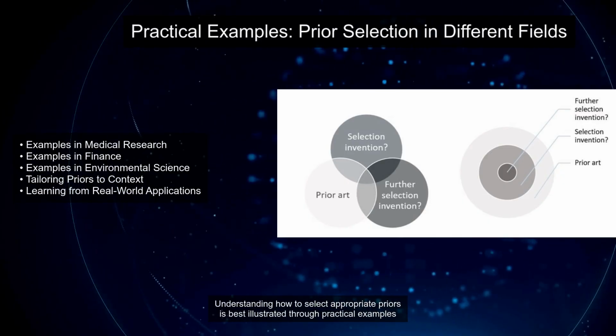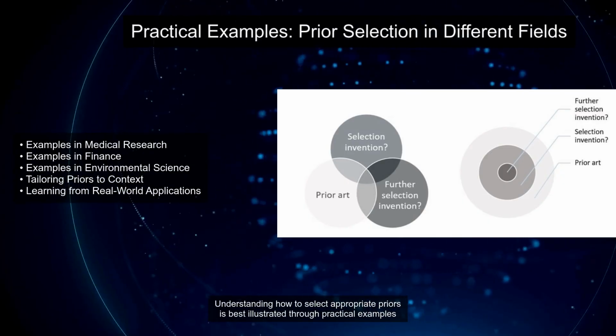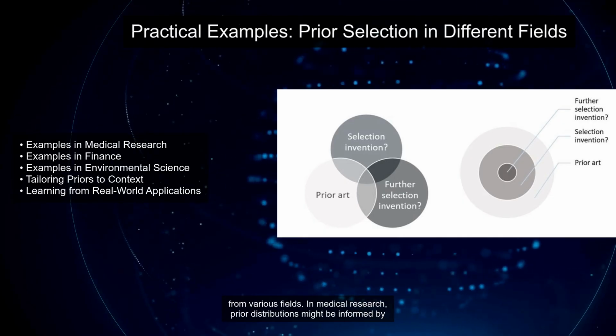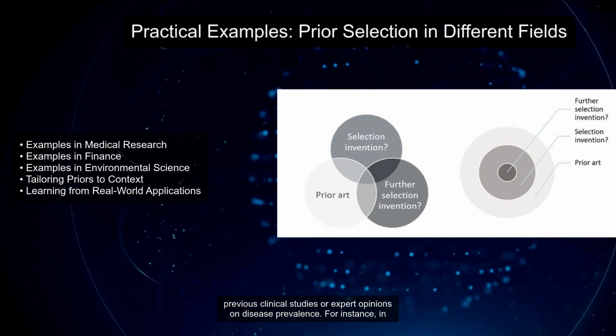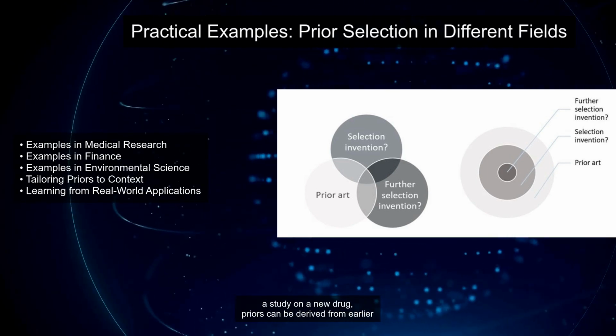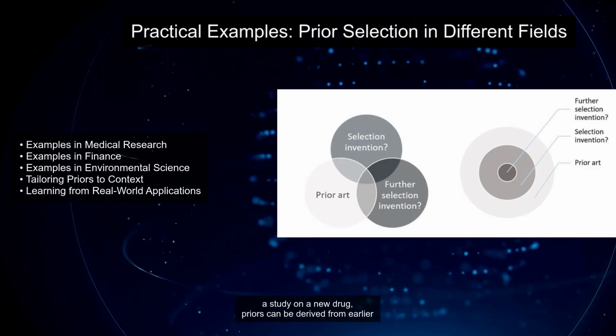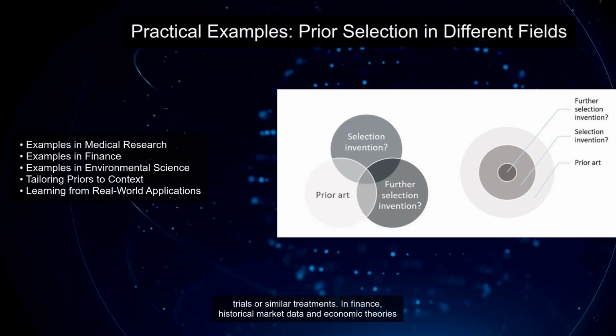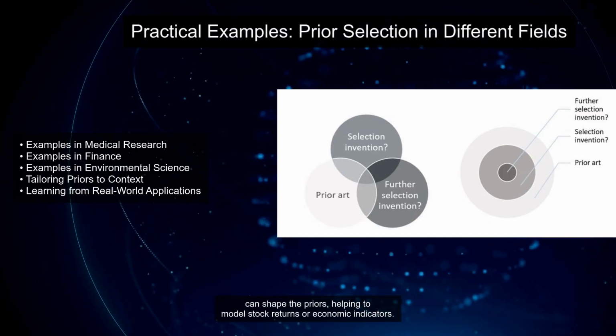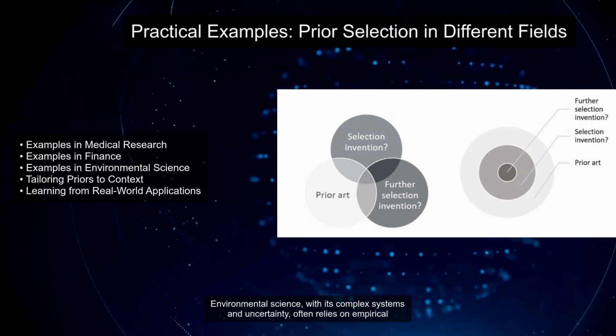Understanding how to select appropriate priors is best illustrated through practical examples from various fields. In medical research, prior distributions might be informed by previous clinical studies or expert opinions on disease prevalence. For instance, in a study on a new drug, priors can be derived from earlier trials or similar treatments.